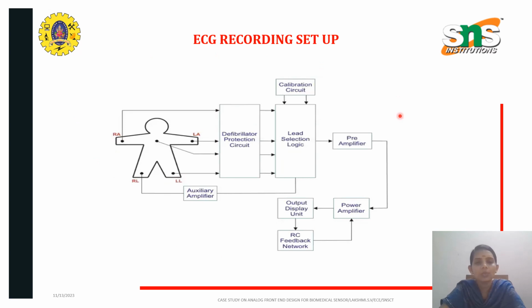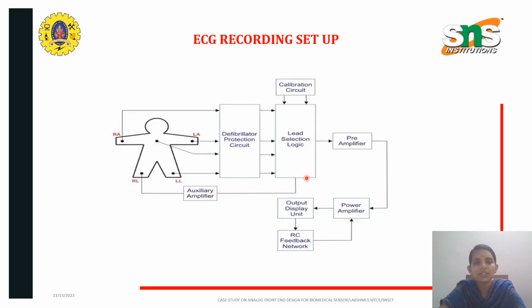So this is the common recording setup for ECG. As I told, the right arm, left leg, right leg, and the chest are the 5 points where the electrodes are placed and the signals are picked up and given to the defibrillator protection circuit. This part has the buffer amplifier and overload protection circuit to prevent the patient from electrical hazards.